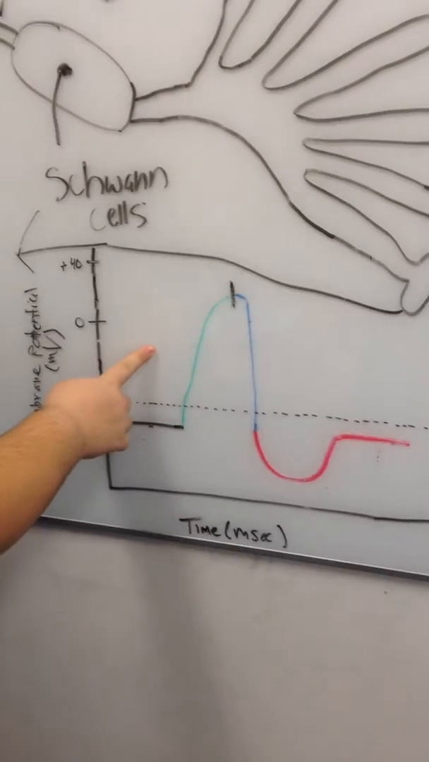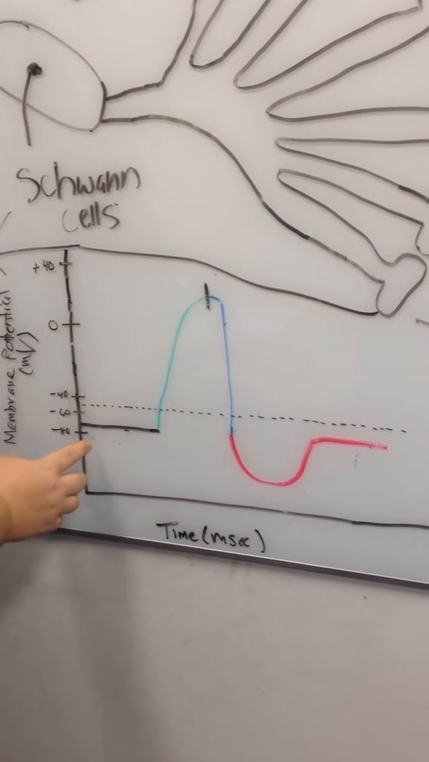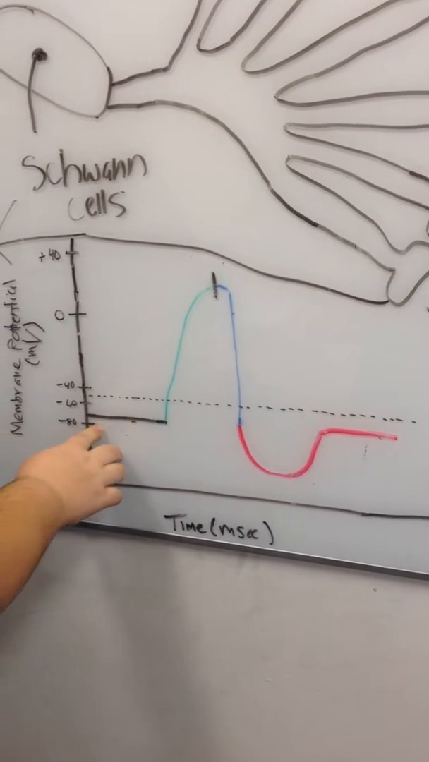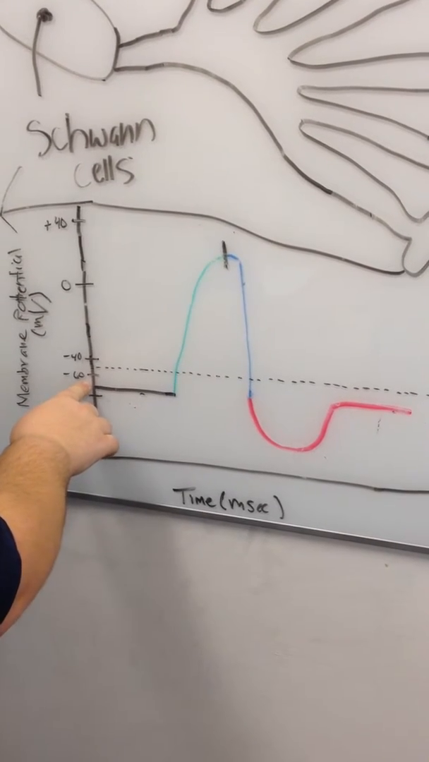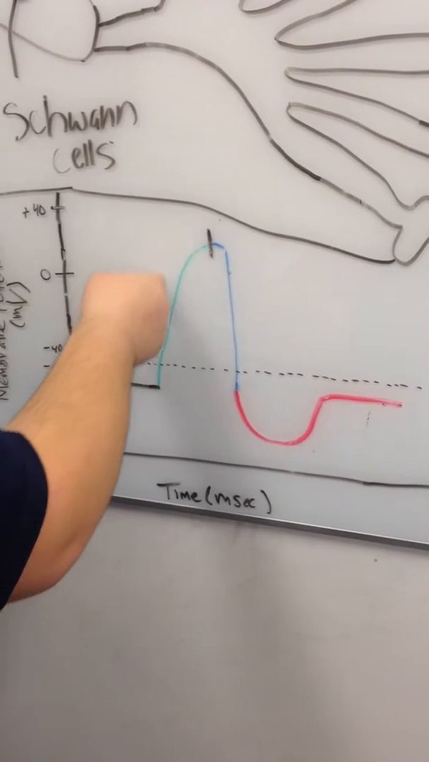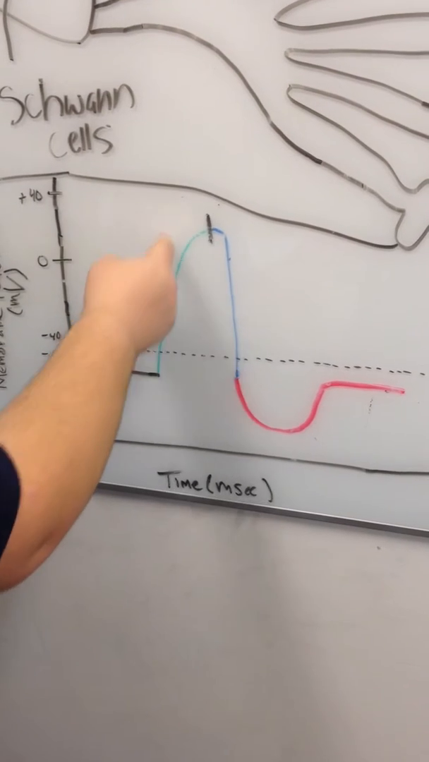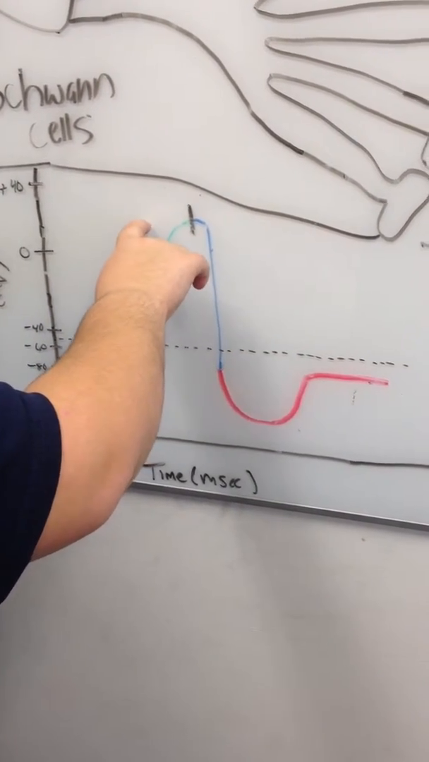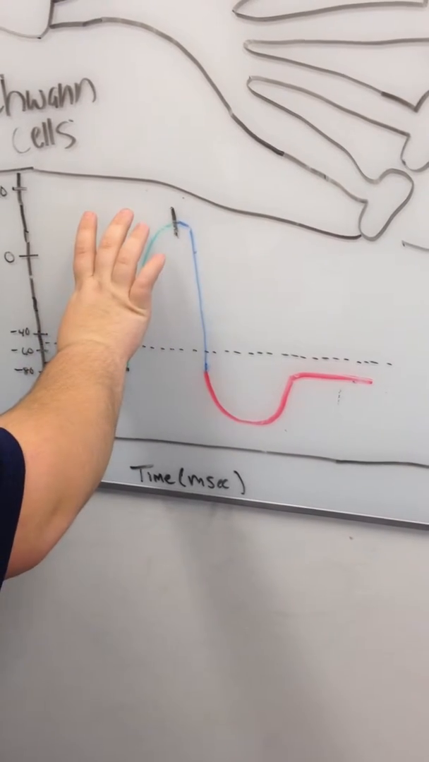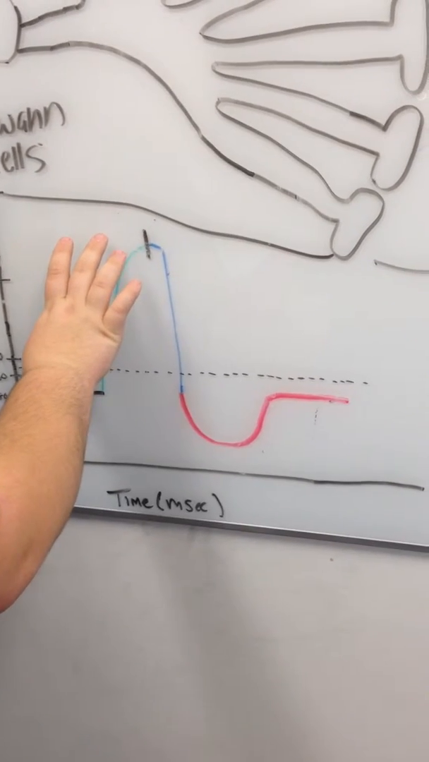So as the action potential starts, it starts at the resting potential, which is down here. The resting potential is about negative 70 millivolts. It goes up. This part right here is called the depolarization. The depolarization goes up. It's between negative 60 and positive 30 millivolts.